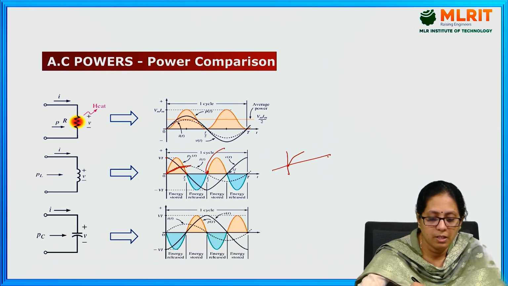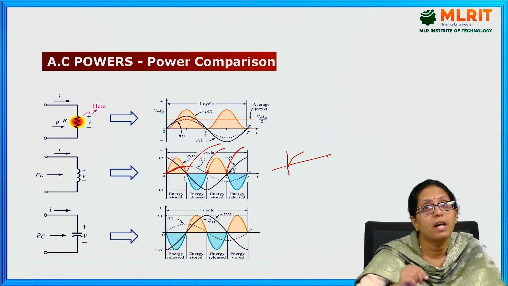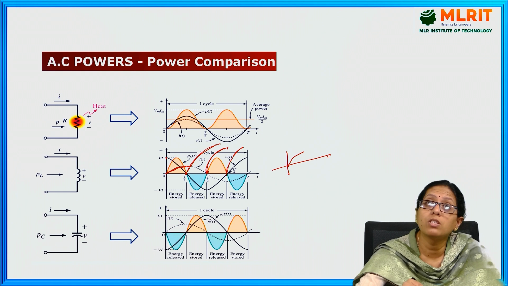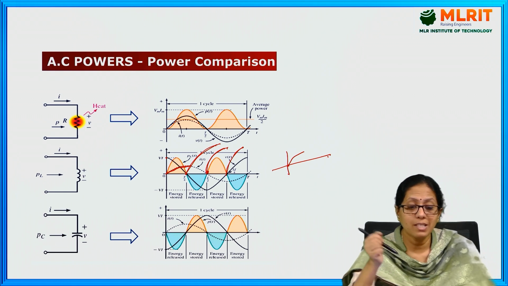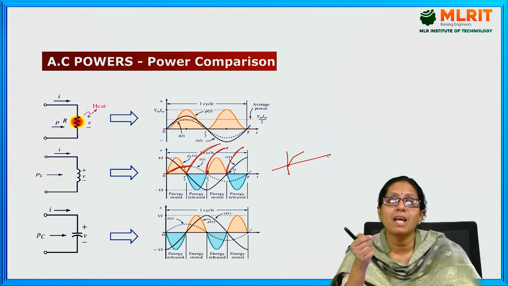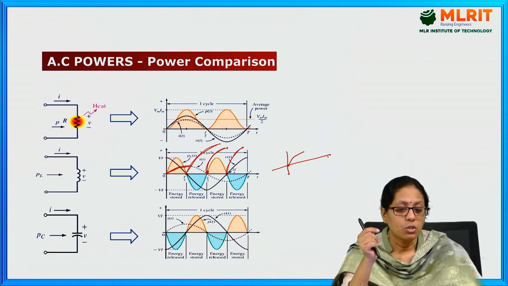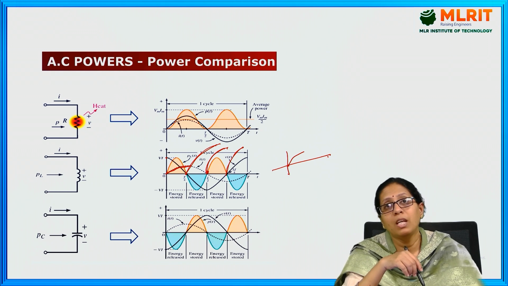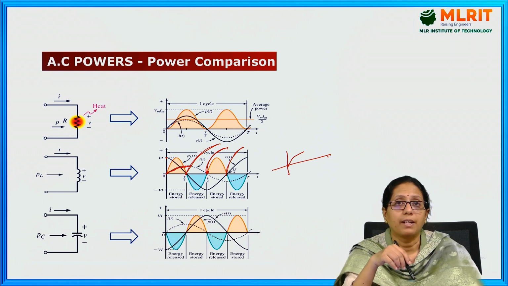At this particular point, again voltage is there, current is negative. At this point, current is 0, voltage is negative. At this point, current is positive, voltage is 0. So there is some kind of phase difference between the voltage as well as current. So the power also is not in phase with the voltage as well as current.